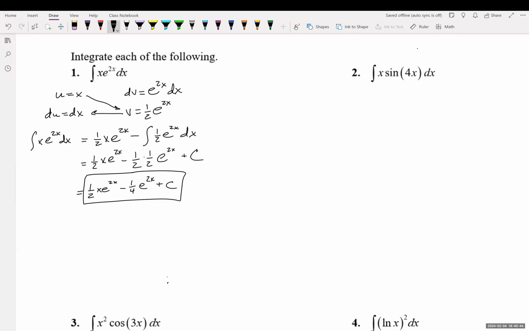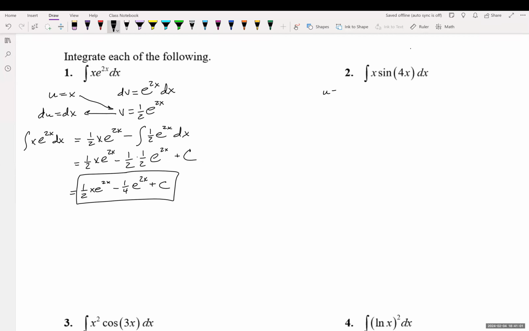So we end up with something that looks like this. We could have done this with the tabular method as well, and it probably would have been a little bit faster. Let's look at number 2. Again, we'll let u equal x, the algebraic function, and dv will be sine 4x dx. du equals dx, and v is equal to negative 1/4 cosine 4x. Again, you can take a derivative of that and see that it'll take you back to sine 4x.